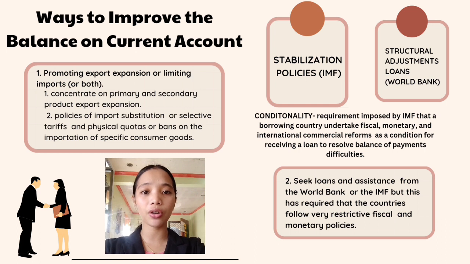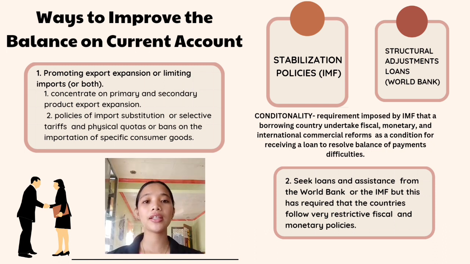So now let's talk about the possible ways to improve the balance on current account to avoid balance of payment deficit. First is promoting export expansion or limiting imports or both. In promoting export expansion, the country must concentrate on primary and secondary products export expansion. While in limiting imports, policies of import substitution or selective tariffs and physical quotas or bans on the importation of specific consumer goods. Second is to seek loans and assistance from the World Bank or the International Monetary Fund, but this requires that the countries follow very restrictive fiscal and monetary policies.